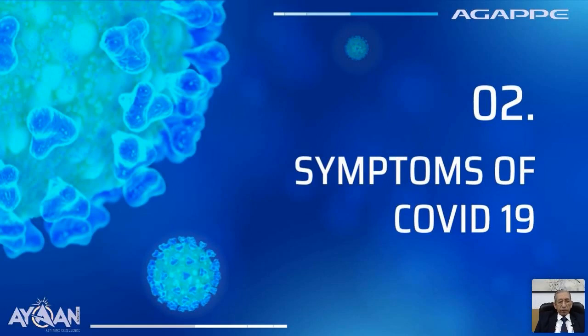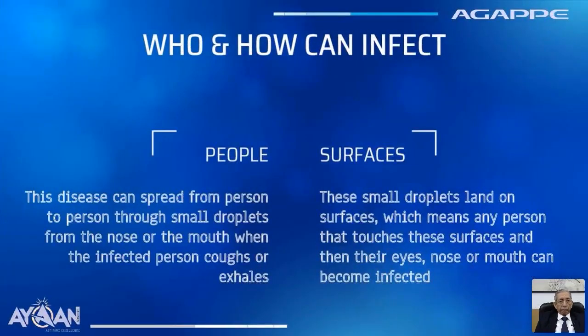Now we go to the symptoms of the disease. The disease can spread from person to person through small droplets from the nose or mouth when an infected person coughs or exhales. That is why we are always telling that it is absolutely necessary to keep social distance, and this is the reason. These small droplets land on surfaces, which means any person who touches these surfaces and then their eyes, nose, and mouth can become infected. Therefore, it is absolutely necessary to keep distance from person to person.